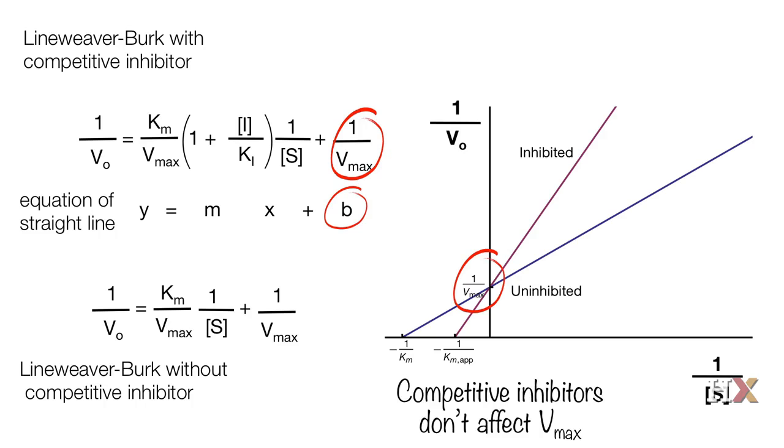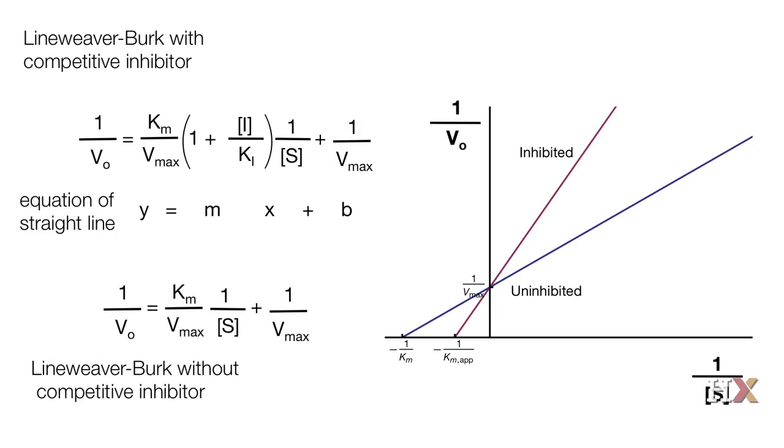Now let's look at the slope. The slope in the absence of inhibitor is Km over Vmax. In the presence of inhibitor, it's Km over Vmax times 1 plus the concentration of inhibitor over Ki. This term is larger than 1, which means that the slope in the presence of an inhibitor will be higher than the slope in the absence of the inhibitor. So the straight line in the presence of inhibitor will be steeper than the straight line without inhibitor.